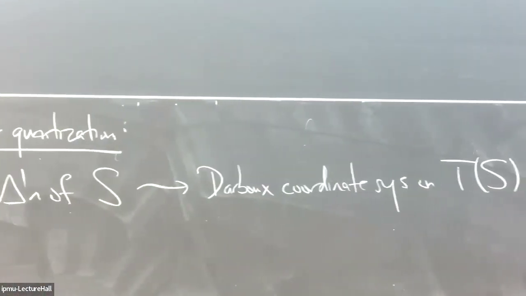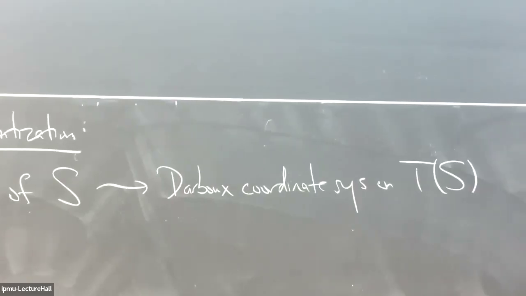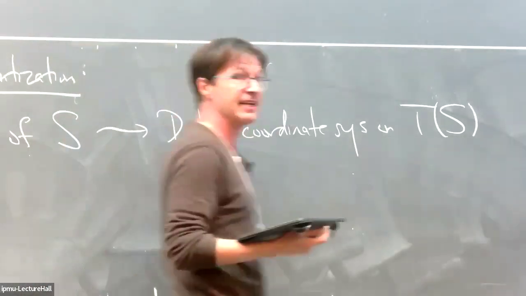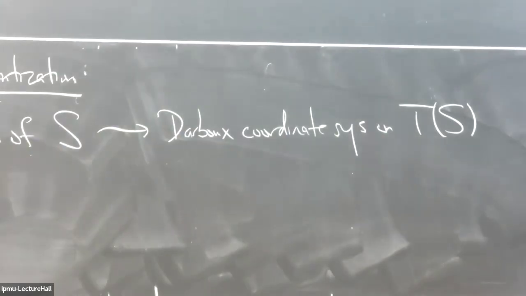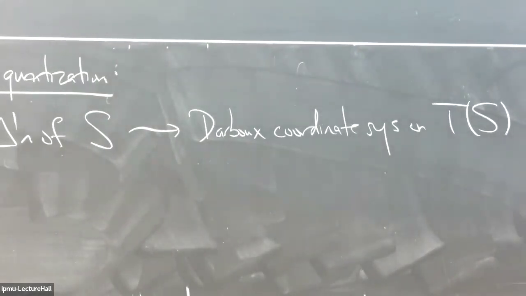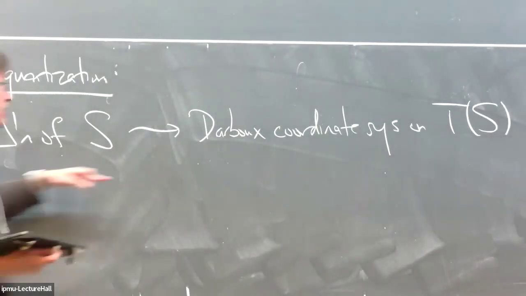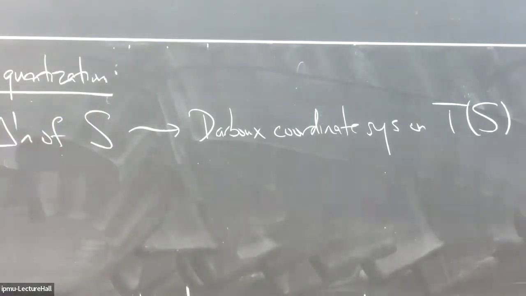So it's a coordinate system in which the Poisson brackets take a very simple form. Once you've done that, what you essentially do is you identify this kind of complicated nonlinear symplectic manifold that you wanted to quantize. You identify it, after making a choice, with just a linear space, a symplectic linear space.